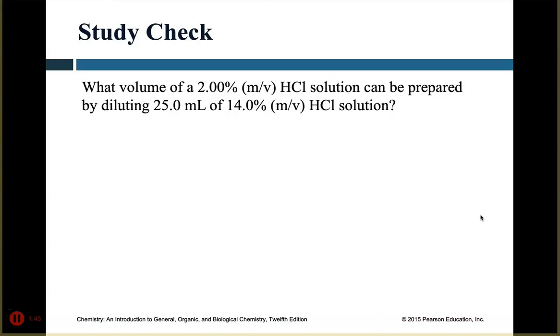So it's saying what volume, that's what I'm trying to solve for, of a 2% mass per volume solution of hydrochloric acid, right, can be prepared by diluting. So this is going to be my new volume. So, 25 mL of that solution. Diluting 0.25 mL of a 14% solution. So again, sometimes the way things are worded, it can be confusing. So what I like to do is, again, organize my givens and finds, right?